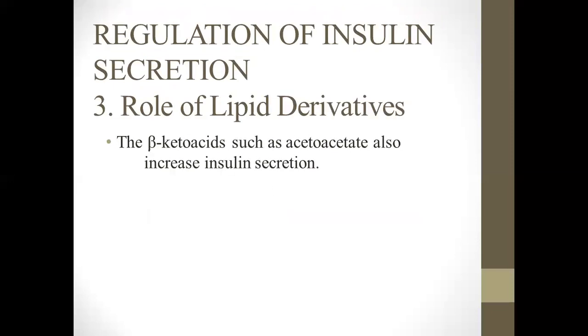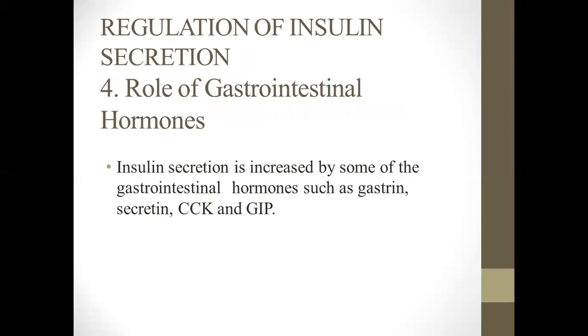The third role in the regulation is the lipid derivative. You can say all the actions which are performed by the insulin on the carbohydrate, on the protein, on the fat will cause the regulation of insulin also. So the beta keto acid such as acetoacetate also increases the insulin secretion. There are different types of hormones secreted from the gastrointestinal tract which will also cause an increase in the secretion of the insulin. That is cholecystokinin and gastrointestinal inhibitory protein.